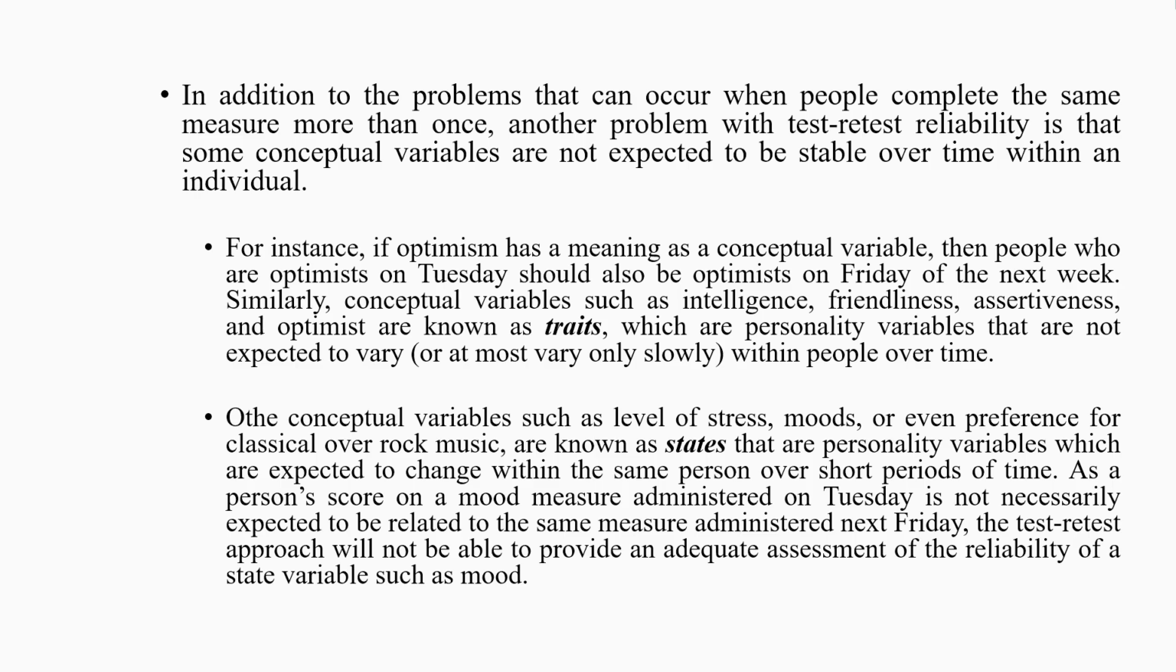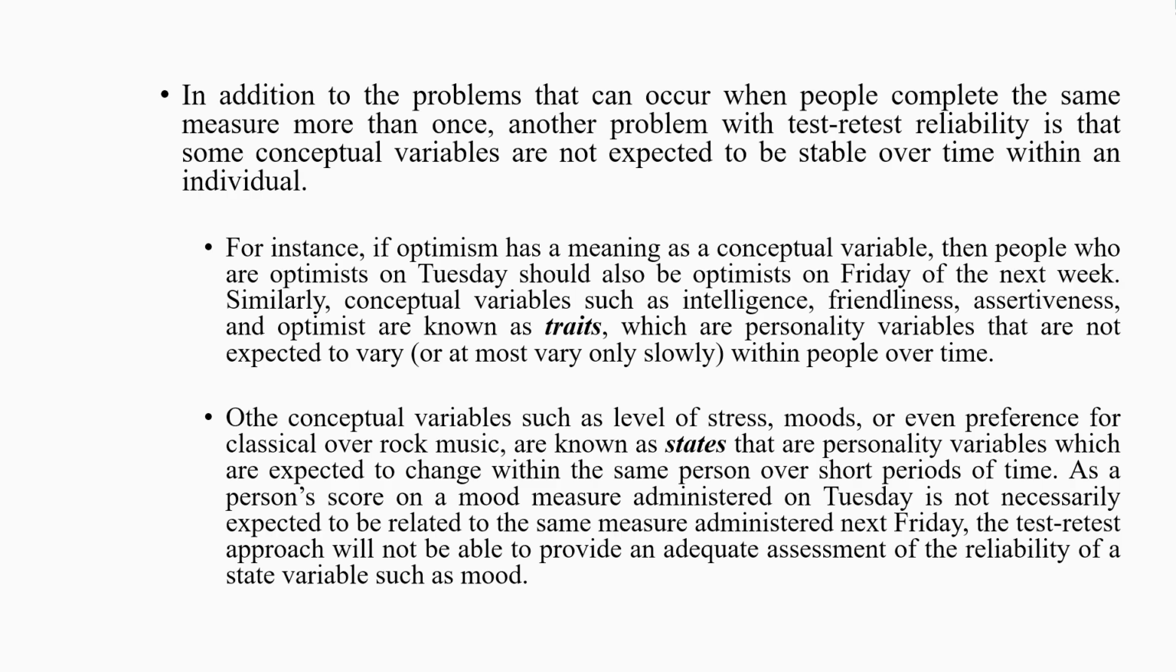Okay. So, these are called trait variables, and you would expect that they will not change very quickly over time. But then there are also state variables, for example anxiety, some kind of an emotional reaction, which can obviously change over a period of hours and over a period of days. Other conceptual variables such as levels of stress, moods, or even, say, preference for classical over rock music, are typically known as states, and these are personality variables which are expected to change even within the same person over short periods of time.